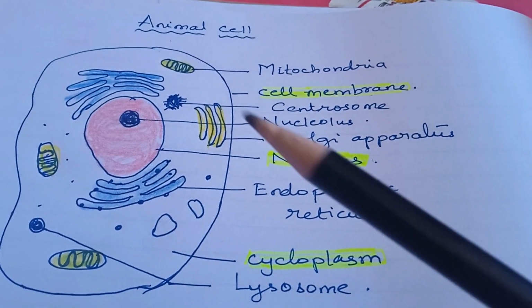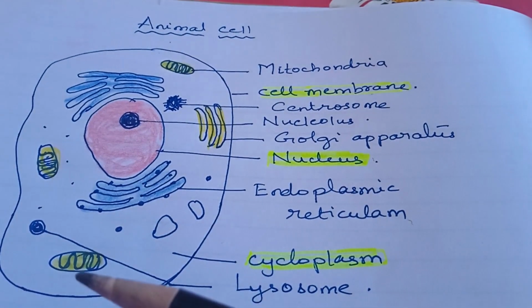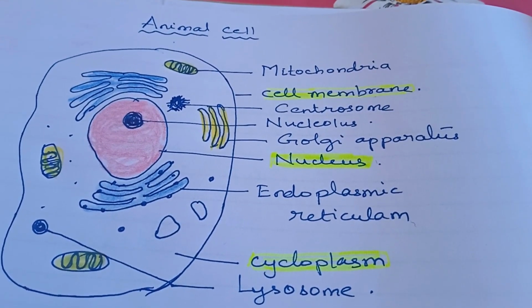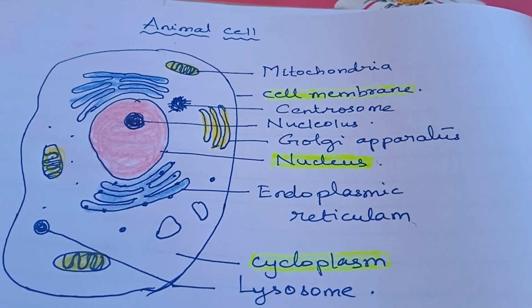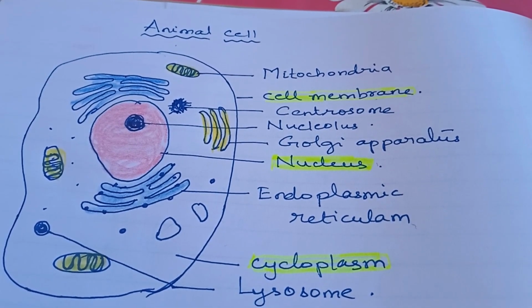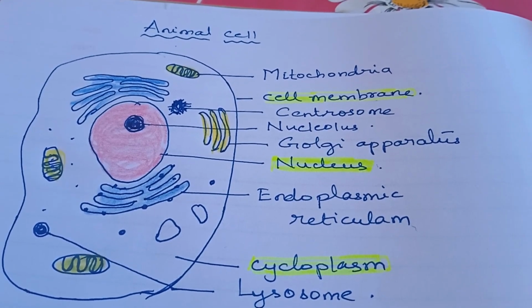It is scattered here above. Here also you find it. It is known as the powerhouse of the cell because it is the site of cellular respiration, where energy is released in the form of ATP molecules.